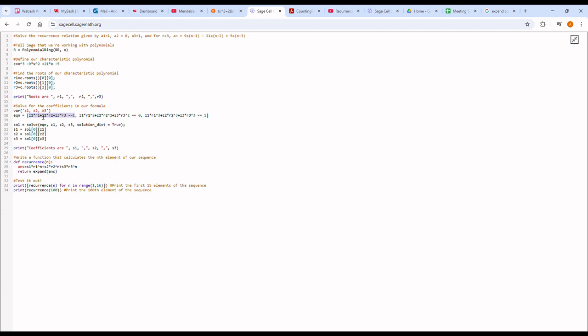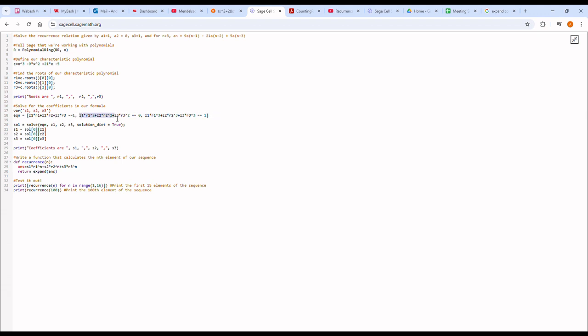And you can imagine that these all have a little power of 1 here, power of 1 here, power of 1 here. So it's saying that's basically the first equation I need to solve. So the first element of my sequence needs to match up with z1 times r1 to the first, plus z2 times r2 to the first, plus z3 times r3 to the first.